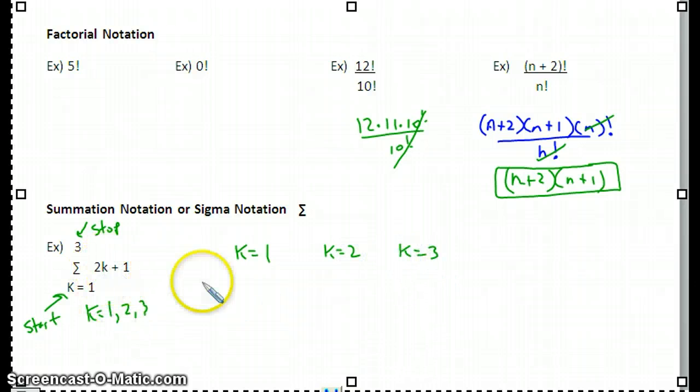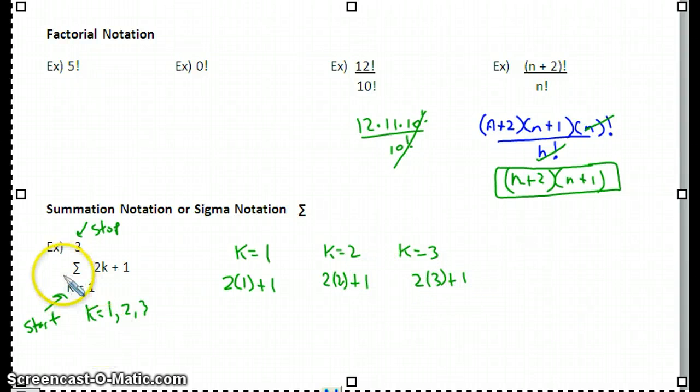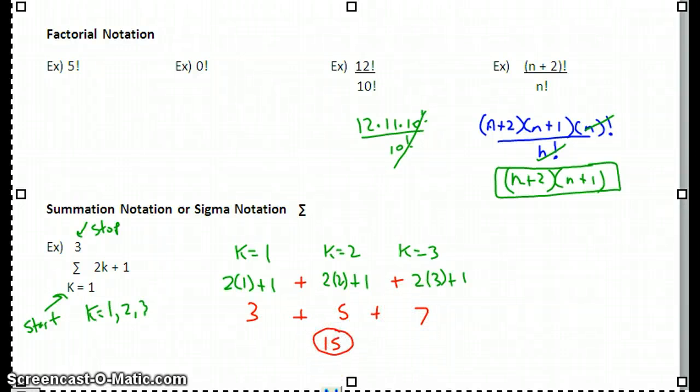So if I plug a 1 in for the k here, it would be 2 times 1 plus 1. If I plug a 2 in, it would be 2 times 2 plus 1. And if I plug a 3 in, 2 times 3 plus 1. But because of the summation sign, it means then we have to add those results together. So this would give me a 3, this would give me a 5, this would give me a 7. When I add that up, I get 15. So again, the bottom number here is our starting number, our top number here is our stopping number, and we just plug those in, add up the results all the way for this problem from 1 to 3.